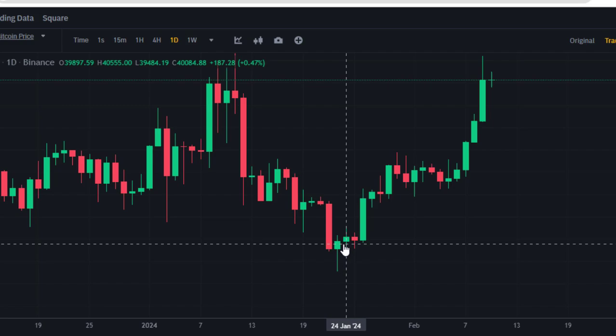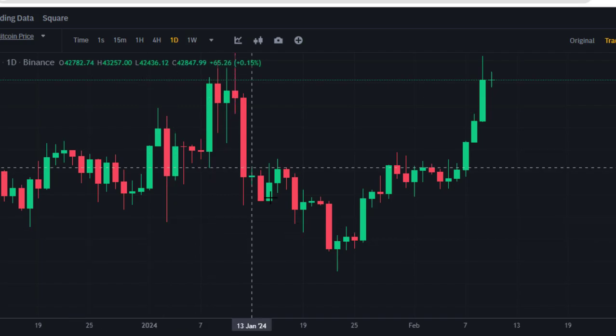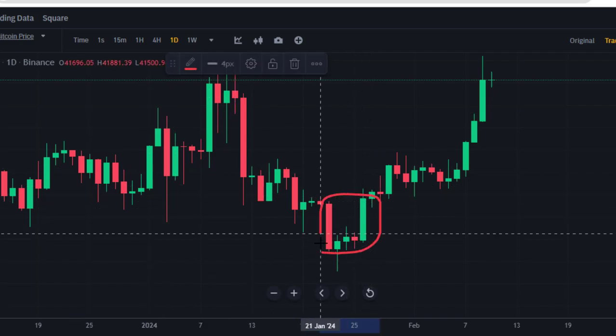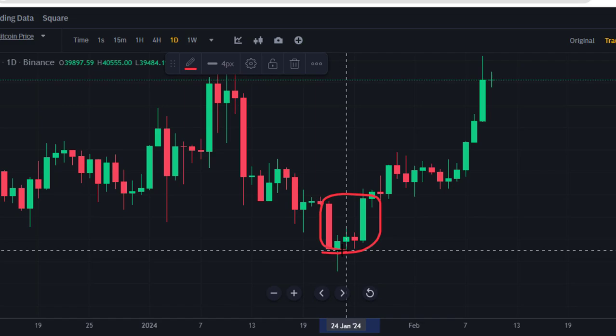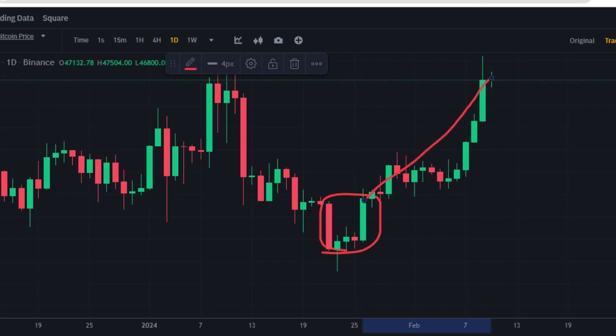A bullish closing price reversal candlestick pattern occurs at a support level, and it's a very important candlestick pattern you can use for smart entry. So after this formation, the market moves straight to the upside, which is very, very important.